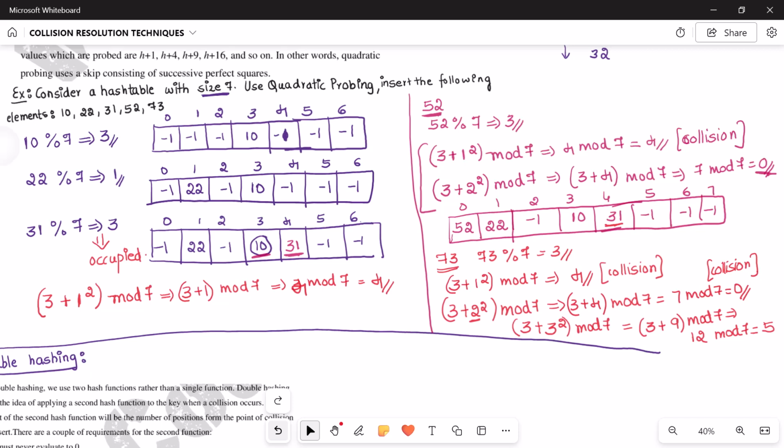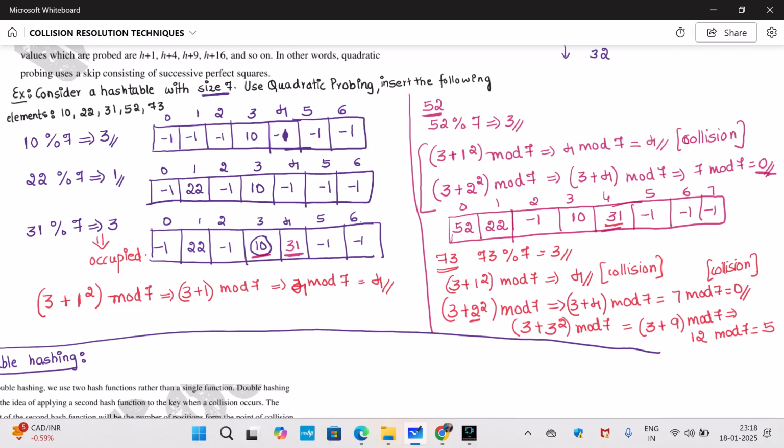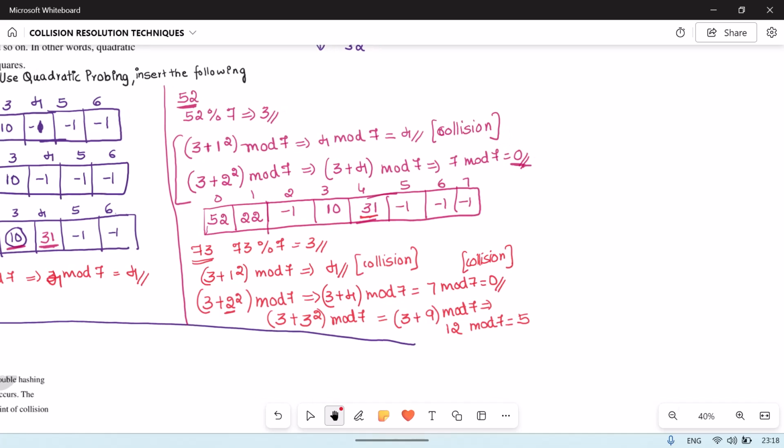Okay. What I will do is, I will write the table for 72, 73 over here. So it will be like this. 0, 1, 2, 3, 4, 5, and 6. And now 0 is filled by 52. 1 is filled by 22. 2 is empty. 3 is 10. 4 is 31. 5 is filled by 73. Here there is no 7, only till 6.